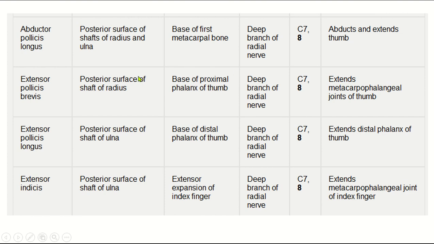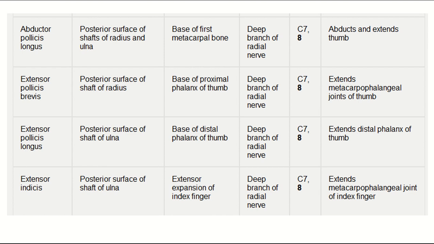The next muscle is extensor pollicis brevis. It arises from the posterior surface of the shaft of radius and inserts at the base of the proximal phalanx of thumb. The deep branch of radial nerve supplies it, the nerve roots are C7, C8, and it extends the metacarpophalangeal joint of thumb.